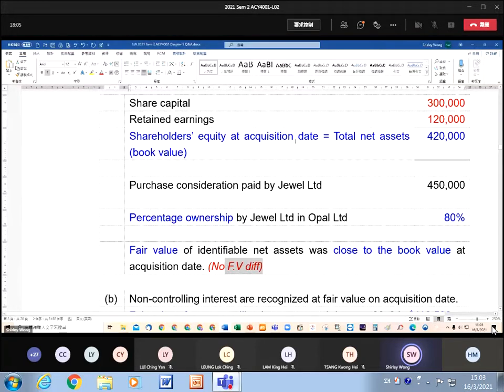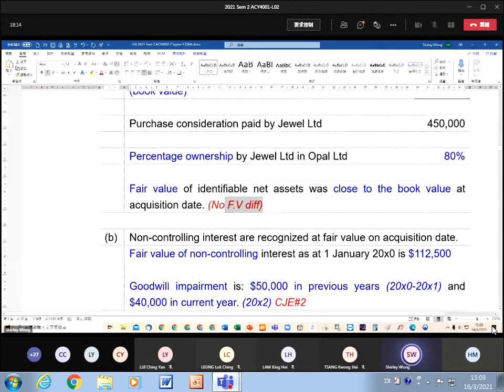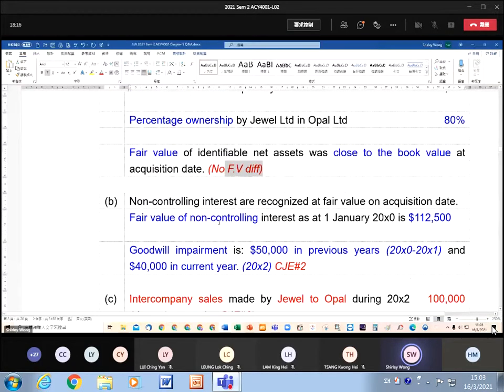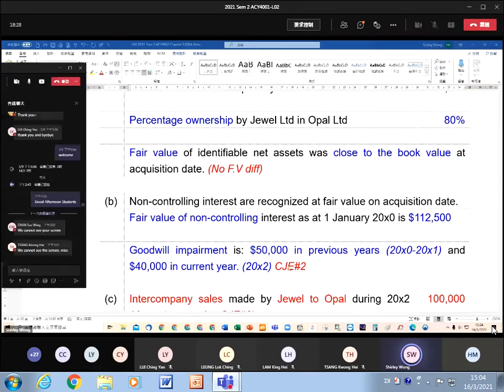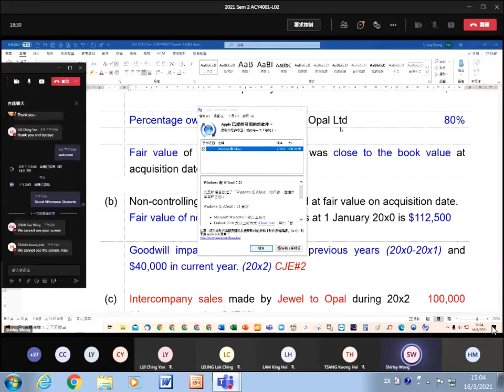Remember, the shareholders' equity at acquisition day equals total net asset. That means it is in book value at acquisition day. The additional information also gives you the fair value of the NCI and also the goodwill impairment. For goodwill impairment, we have some impairment in the previous 2 years and an impairment in the current year. Therefore, we can find this. I have written it down for you to do the CJE number 2.